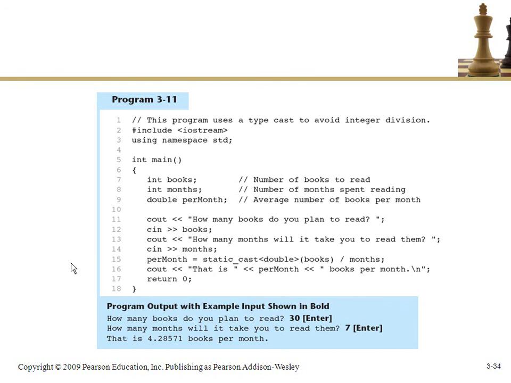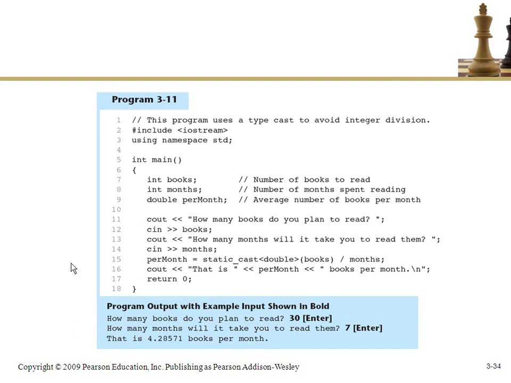But before doing the calculation of dividing these two numbers, there is a static cast of double for the books, which turns that integer into a double, and when you perform the division, it results in a double number. Line 16 will output the per month value in the form of a double number.